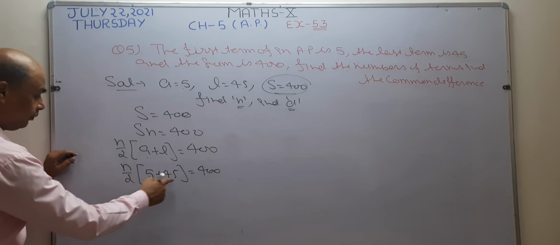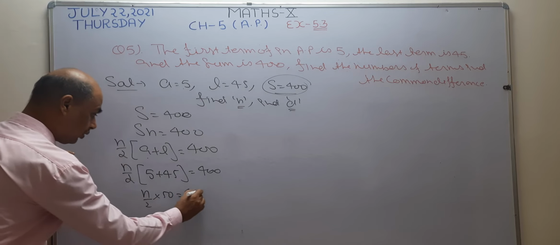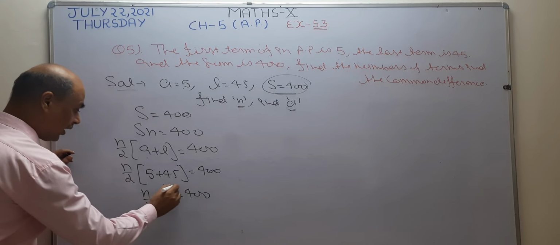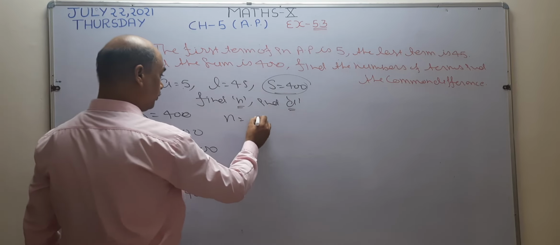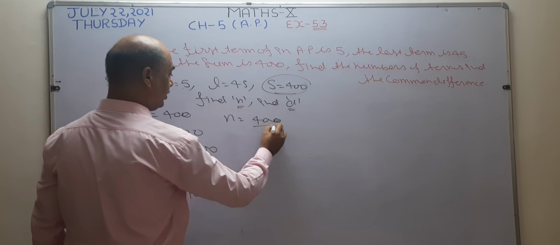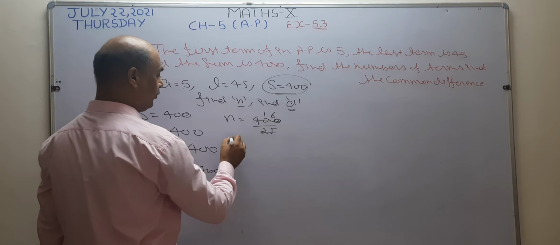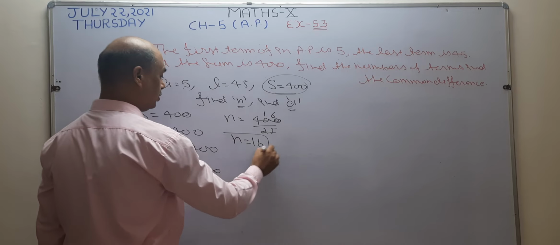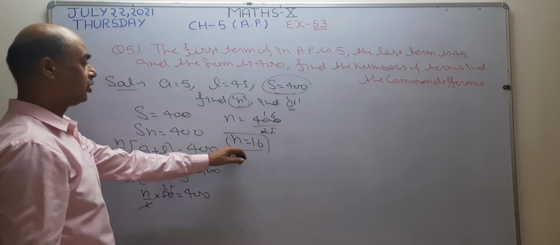Okay. 45 plus 5 becomes 50. Right here 50, equal to 400. Now this becomes 25. So the value of n becomes 400 upon 25. 25 ones are 25, 25 6s are 150. So the value of n becomes 16. So n becomes 16. This is the answer of the first part.